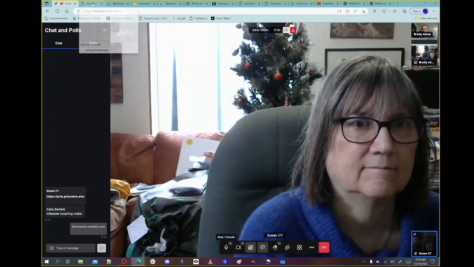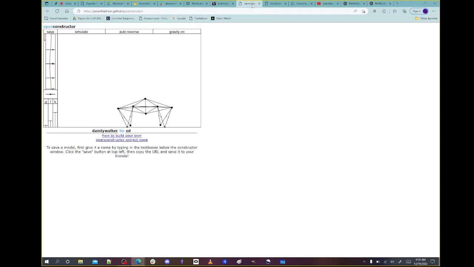So the next thing I'm going to talk about are these models. Actually, I'll start here. These are called Sodaconstructor models, and these are pretty old, actually. I remember playing with them about 15 years ago. They're these physics models that have these points and these struts. The idea is that these points are point masses, and then these struts are springs. And you can see the little dots in here, which are the springs.